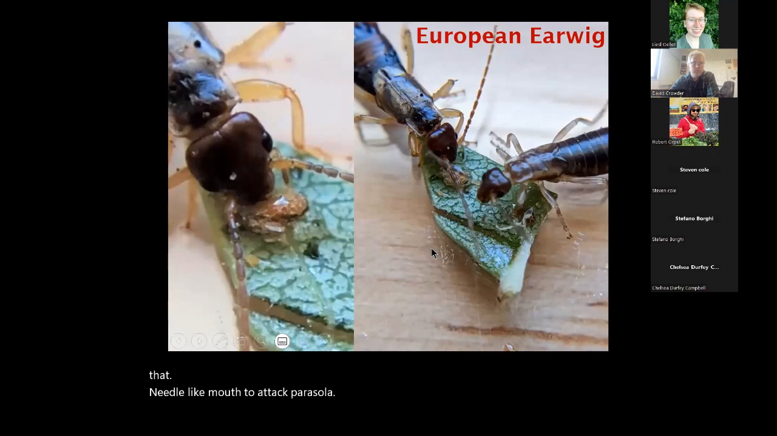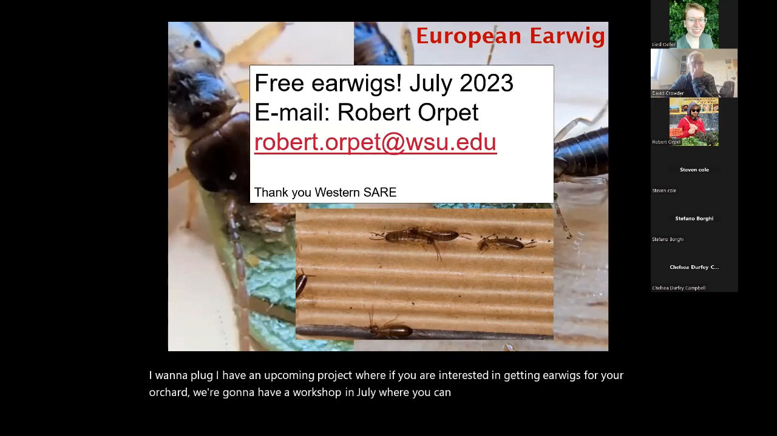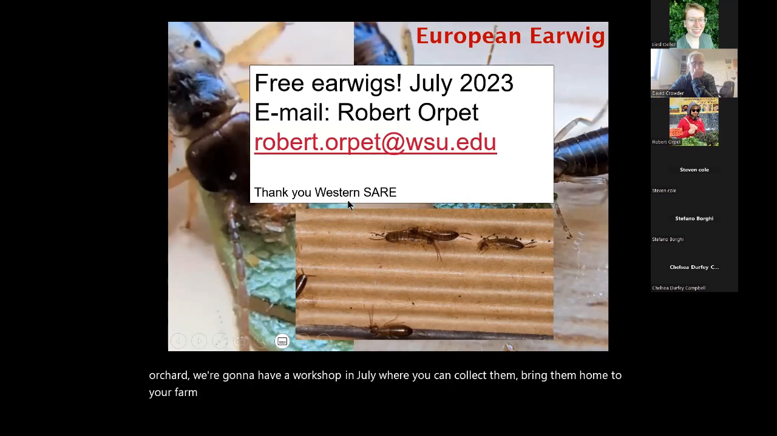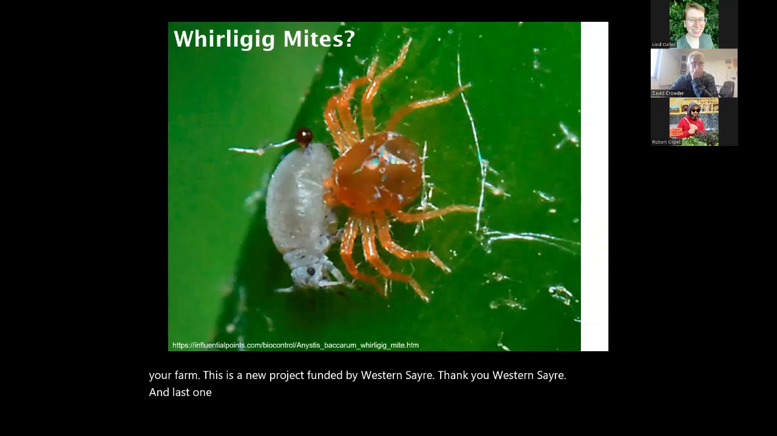European earwig is another important predator. They don't have the needle mouth, they have the chewing mouth. They eat the Pear Psylla. I want to plug an upcoming project: if you are interested in getting earwigs for your orchard, we're going to have a workshop in July where you can collect them and bring them home to your farm. This is a new project funded by Western SARE. Thank you, Western SARE.